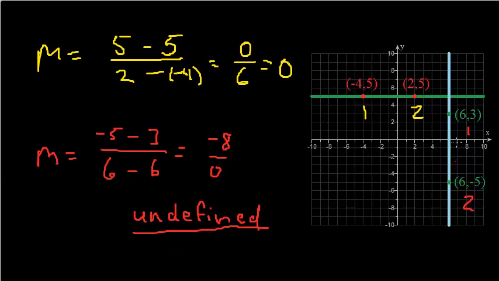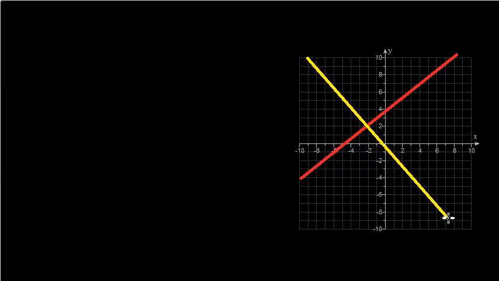So my slope then in this case is undefined. That will be true for all vertical lines. So again, just a quick recap: horizontal lines will have a slope of 0, vertical lines, slope will be undefined. Lines that slant upward then, when you go from left to right, are going to have a positive slope, and then lines that slope downward from left to right will have a negative slope. So again, here this red line has a positive slope, yellow line will have a negative slope.